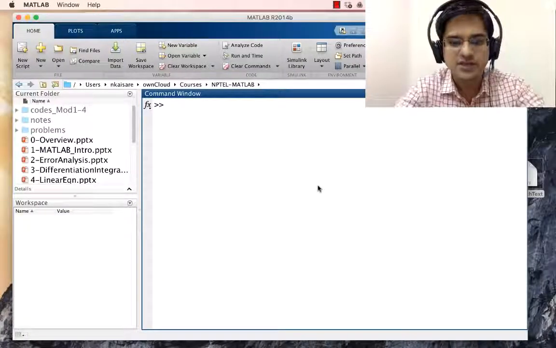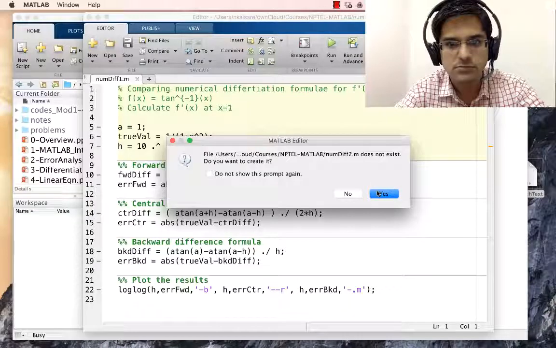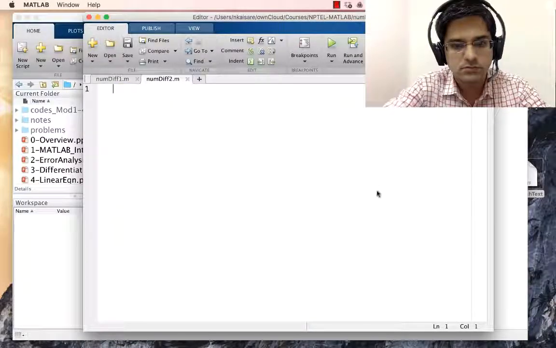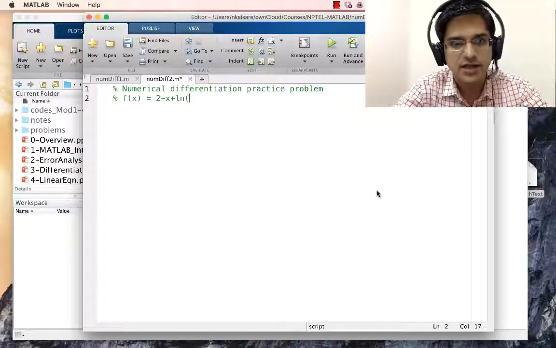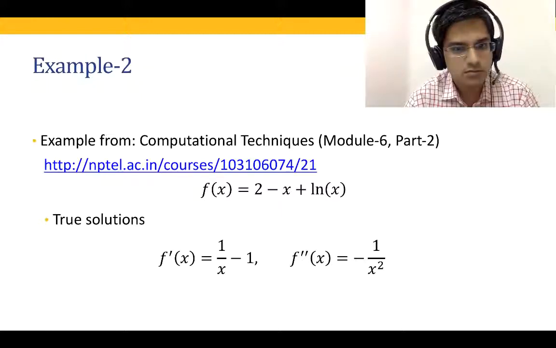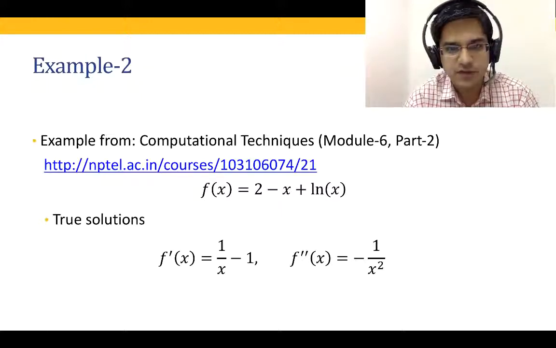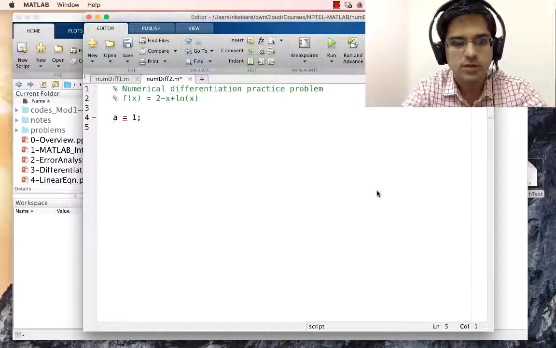Okay. I have cleared the screen. Let's say edit numDiff2, numerical differentiation for the second problem. 2 minus x plus ln x. Okay, let's say we wanted to find this, let's perhaps say that we wanted to compute this again at a equal to 1 and h equal to 1e minus 4.